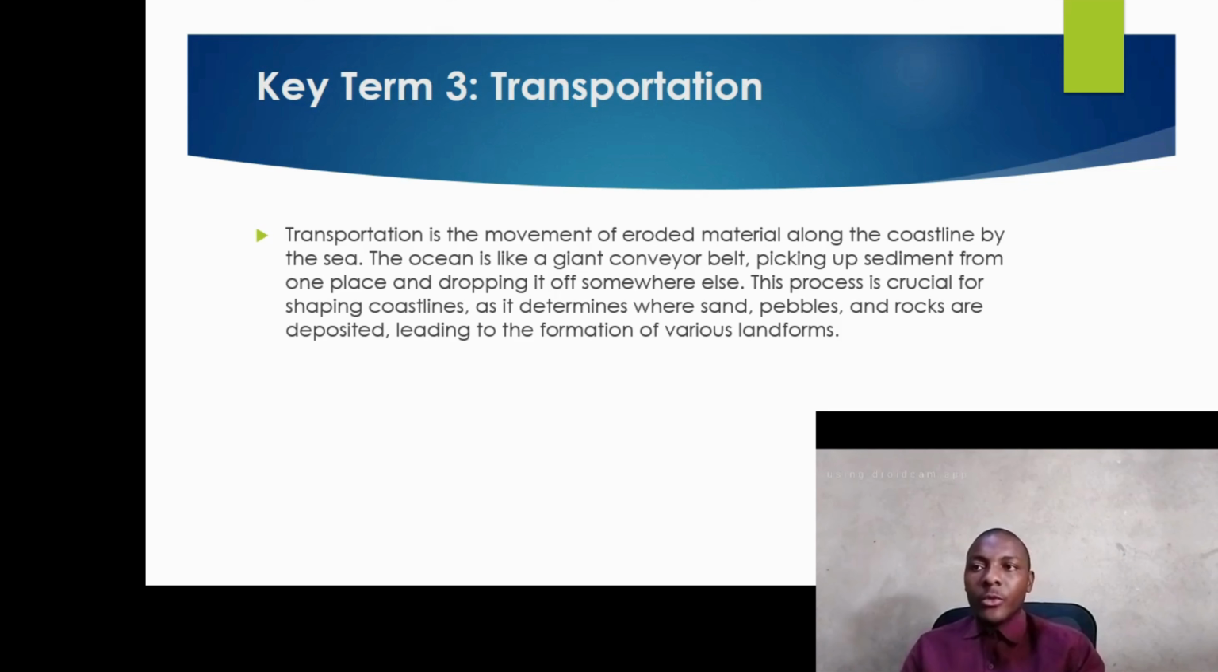So we are just having the ocean being a giant conveyor belt, picking up sediment from one place and dropping it somewhere else. And this process of transportation is very important and crucial for shaping coastlines, because it determines where we have sand, where we have pebbles, and where we have rocks being deposited. And this then leads to the formation of various landforms.